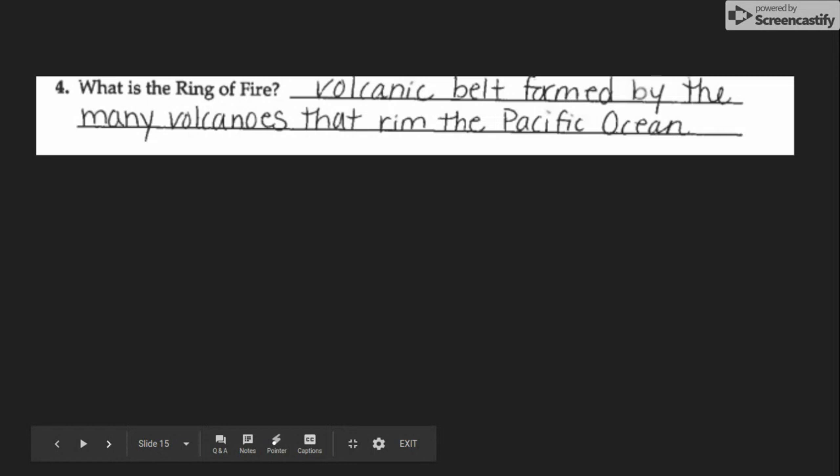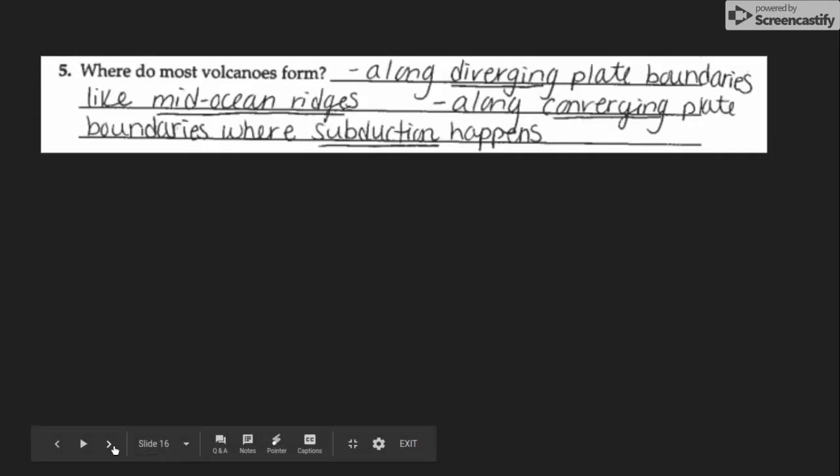What is the Ring of Fire? It's a volcanic belt created by many volcanoes that rim the Pacific Ocean. So it's a volcanic belt formed by the many volcanoes that rim the Pacific Ocean. Where do most volcanoes form? Most volcanoes form along diverging plate boundaries, like mid-ocean ridges, or along converging plate boundaries where subduction happens.